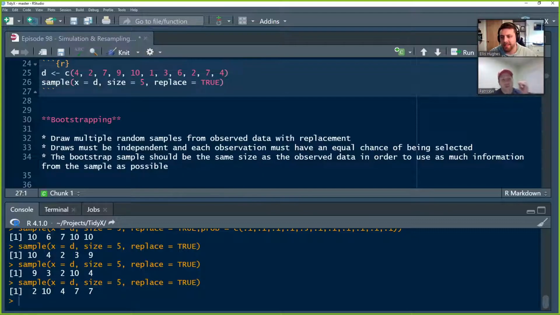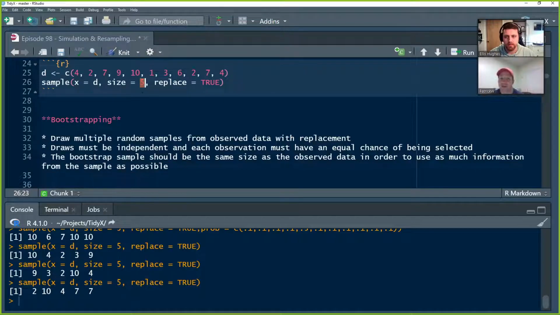Let's jump into what bootstrapping is. So bootstrapping is drawing multiple random samples from the observed data with replacement, which is exactly what we just did in the above chunk. The draws must be independent, and each observation must have an equal chance of being selected, which is what we did in the above chunk. And the bootstrap sample should be the same size as the observed data in order to use as much information as possible, which we did not do in the above chunk.